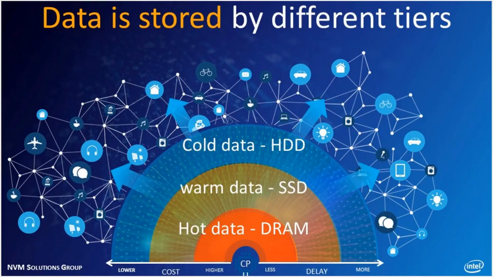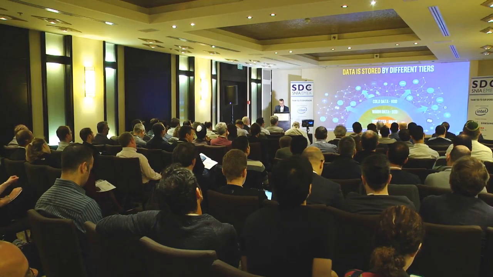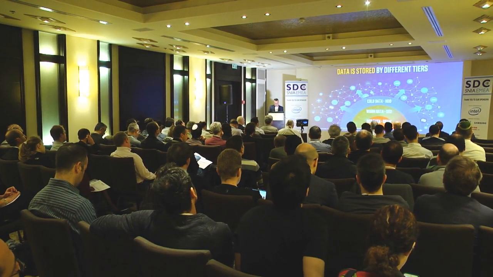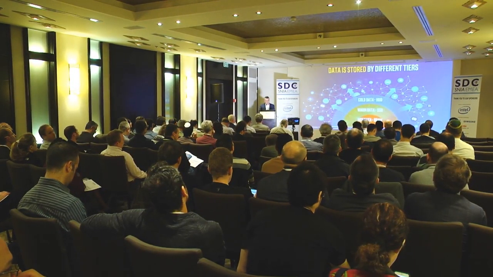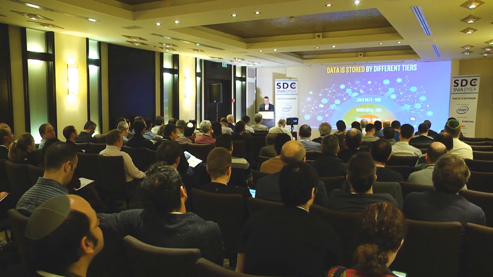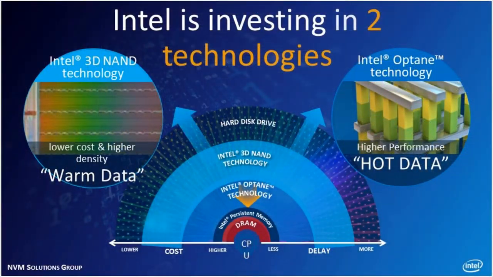And then as we go out in the data sphere with cold data, this is data that can be stored for long periods of time. For example, like pictures on social media, this is accessed very infrequently, and predominantly hard drives are used in this tier. There are different technologies, like I mentioned, that address these different tiers. And really, these trade-offs were the motivation behind the two technologies that we'll talk about, 3D XPoint and 3D NAND.